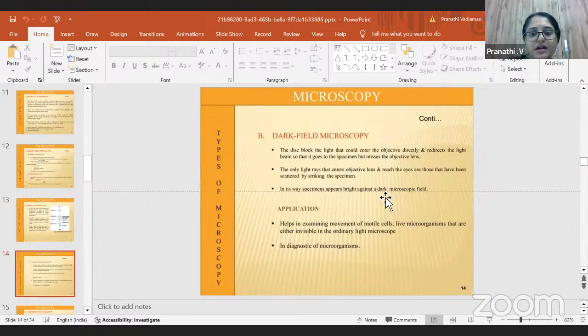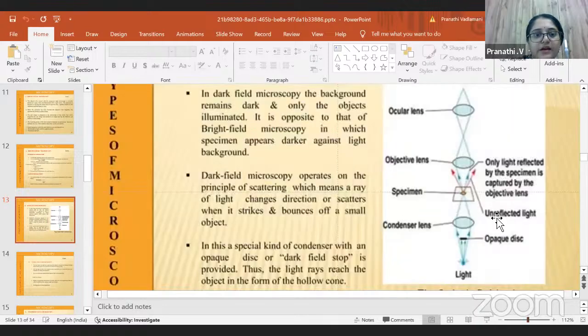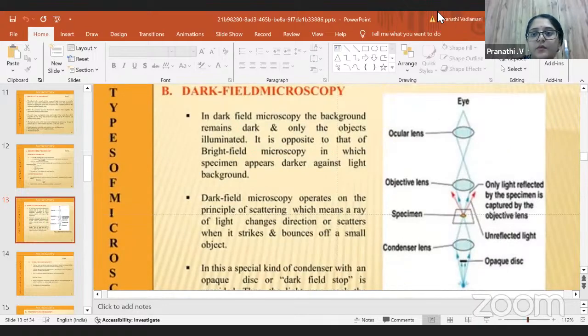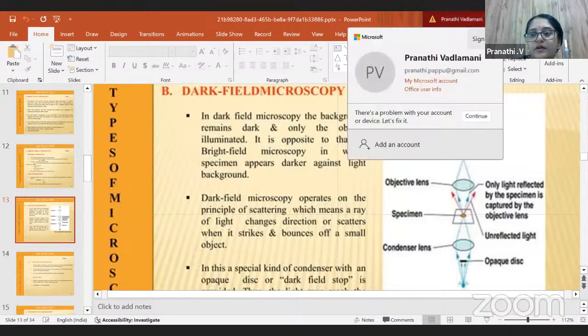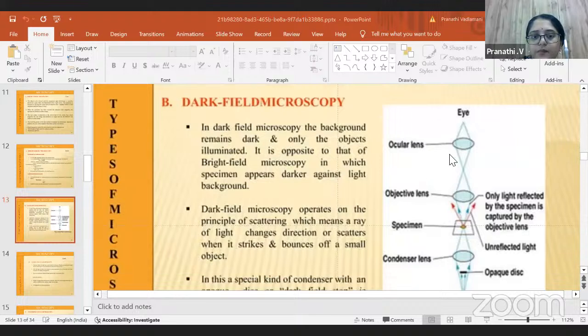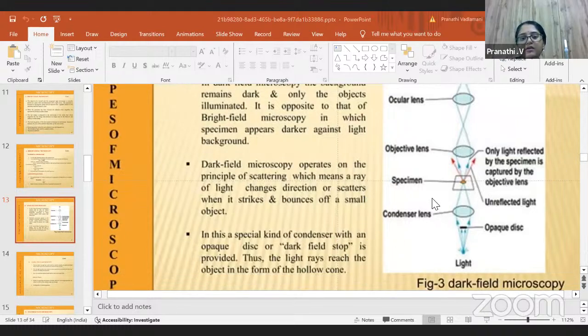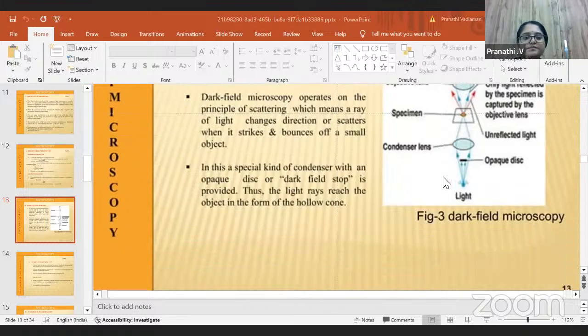I'm sorry about that. So yeah, we were talking about the dark field microscope. You're able to see now? So the background is going to remain dark. Only the objects are going to be illuminated. We have seen this. And there's a special kind of condenser lens which is actually going to concentrate all the light rays so that you're going to get a better image as such.